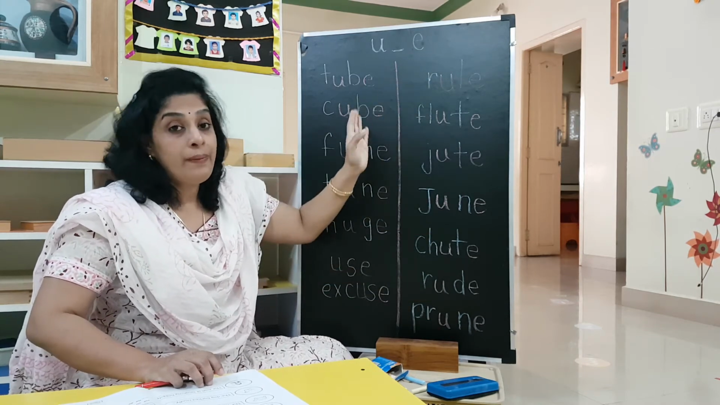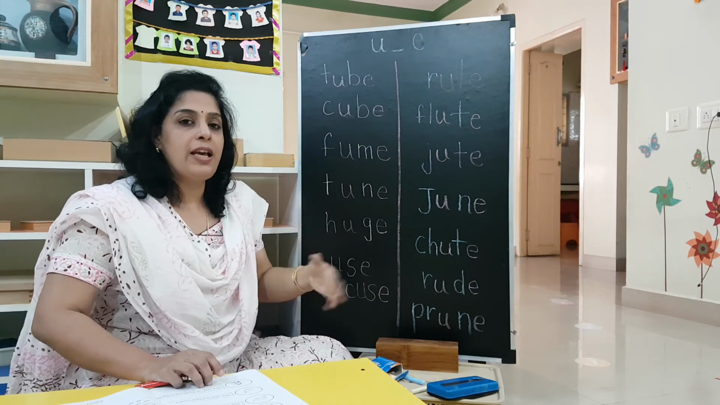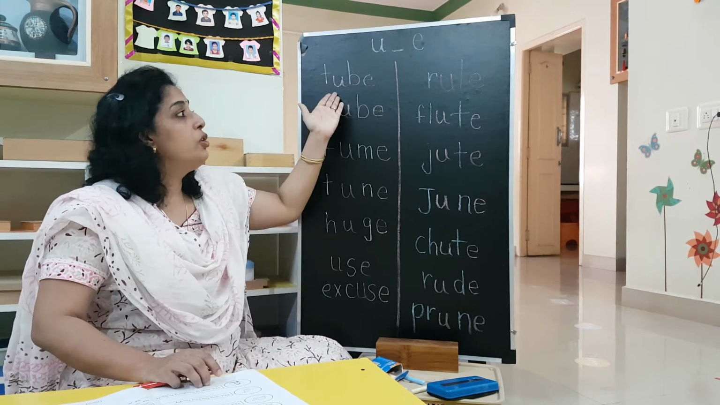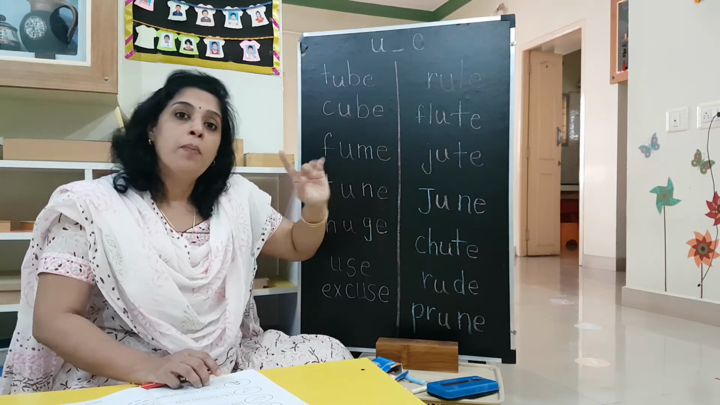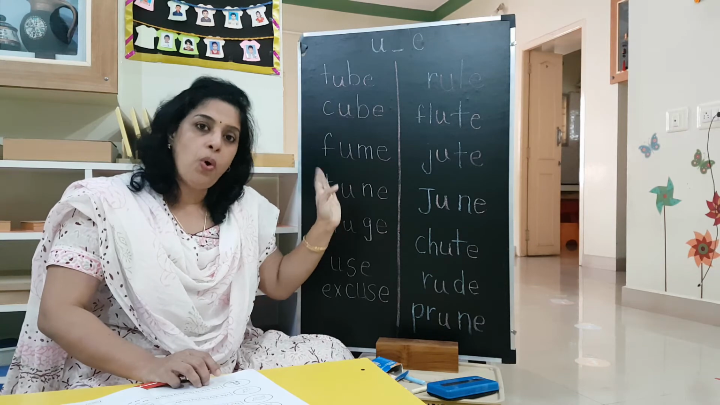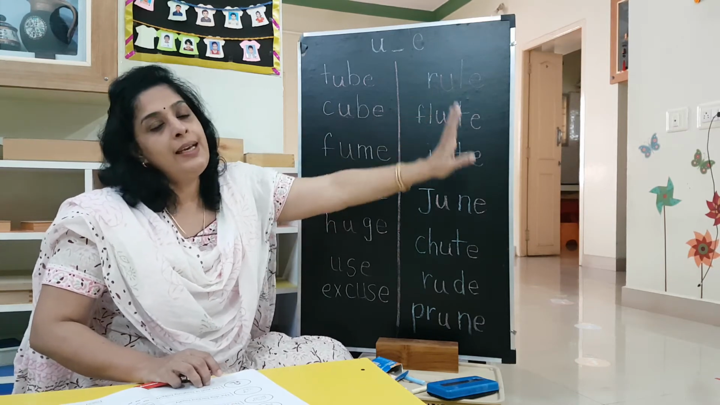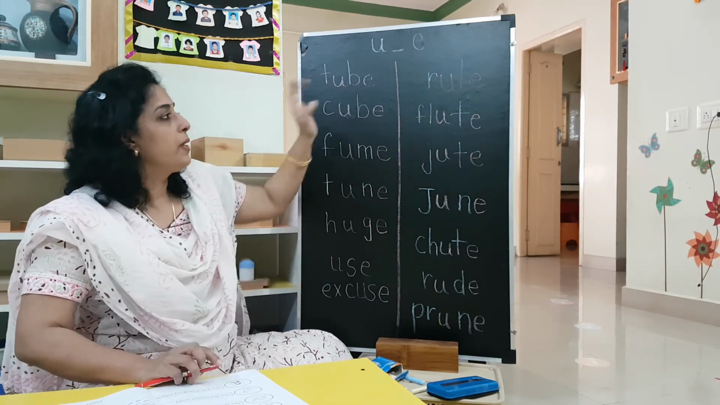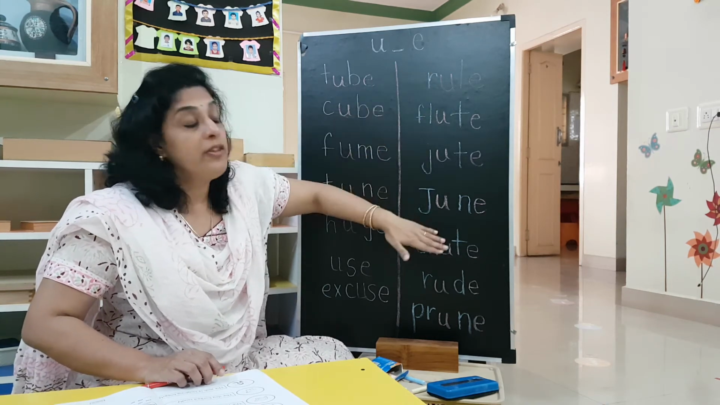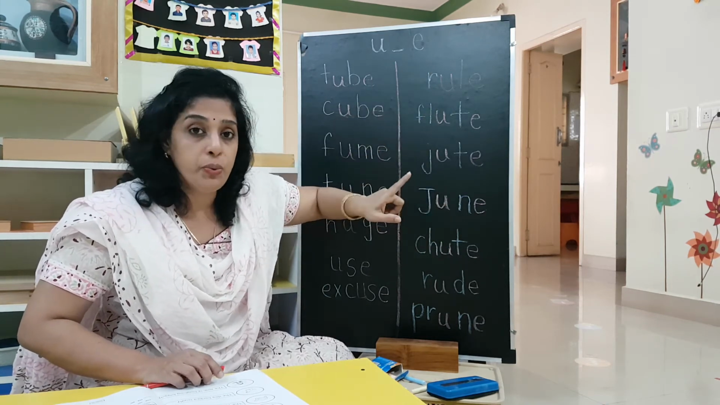As you start reading more and more words, you will understand when to say it as a U and when to say it as a oo. But the rule is the same only. The sound of U as U or oo, consonant and silent E. Now let's see this. If the sound is going to be oo. All these words are oo, not U.